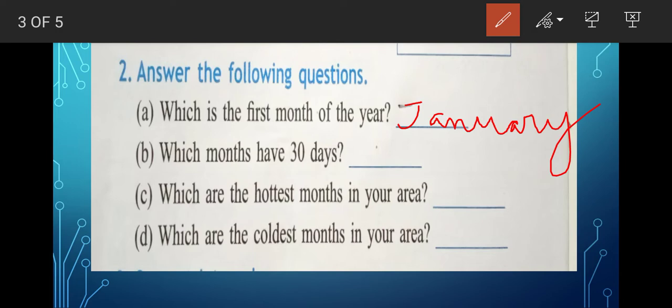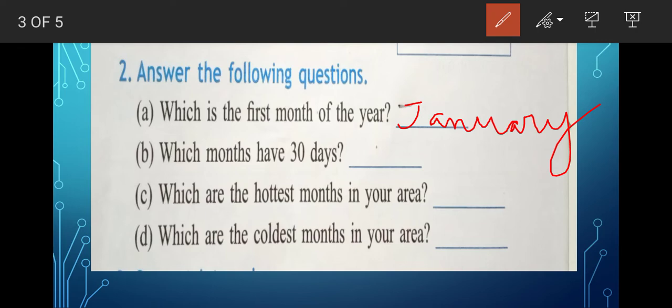Now question B: which months have 30 days? Which are the months that are having 30 days? January is having 31 days. You count on your fingers and write the answers. January is having 31 days, February 28 or 29. Then which one will come? March. March will be how much?